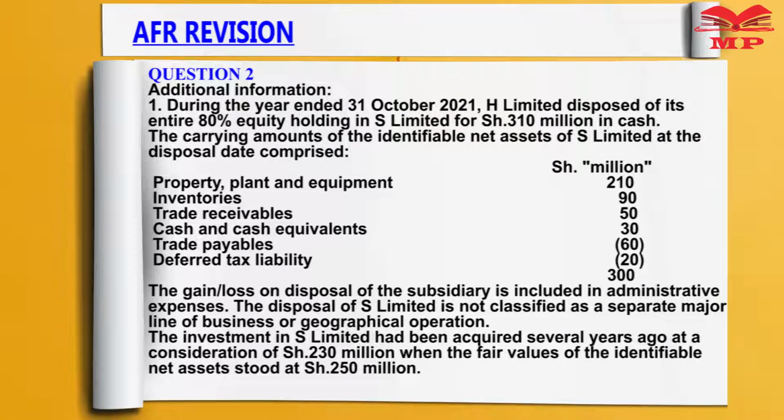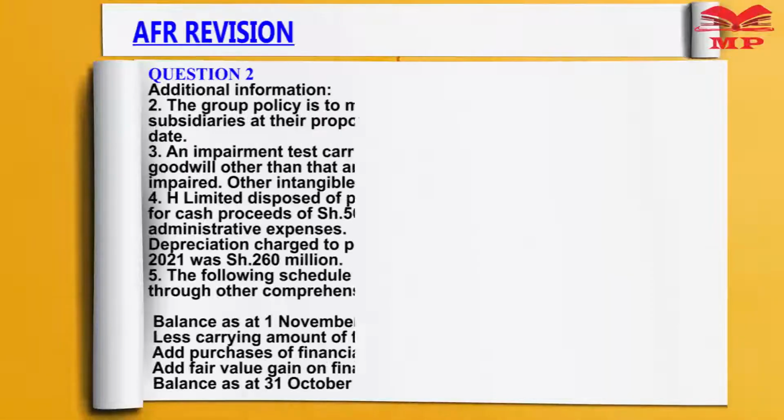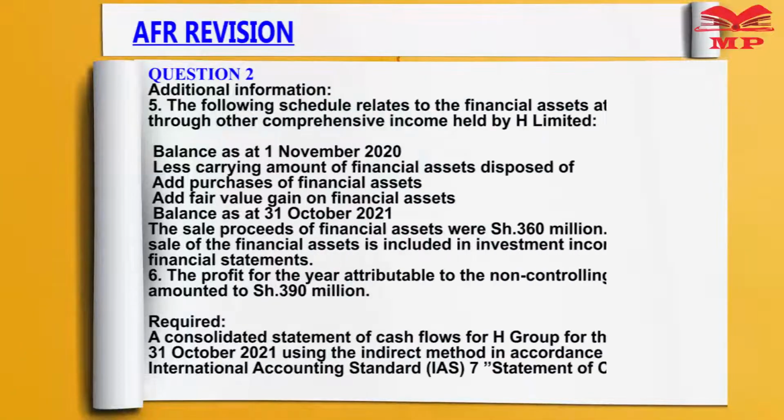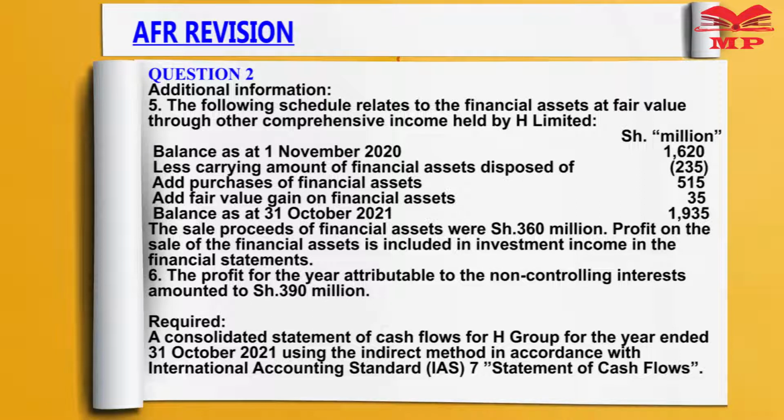In the additional information, we are given note 1 up to note number 6. And from that particular information, what we are required to do is prepare a consolidated statement of cash flows for H Group for the year which ended 31st October 2021. And here we are required to use the indirect method. Before we prepare this statement of cash flows, what we need to do is go through the additional information, do a few workings, and then finally prepare our statement of cash flow.